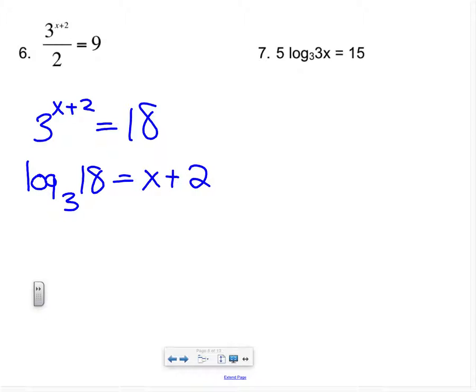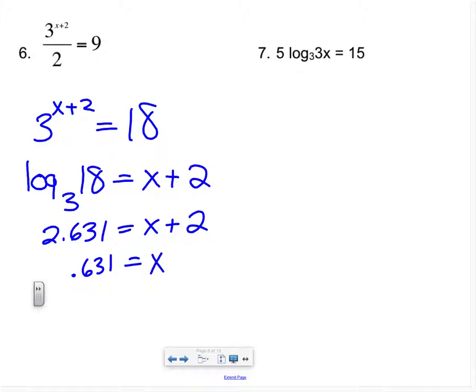And then log base 3 of 18, I'm just going to type it in my calculator so I get the number down. Alpha window 5, log base 3 of 18. So I get 2.631. So my last step is just subtract 2 over that. So I get x equals 2.631. Is that all right?